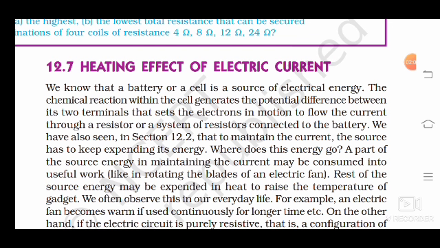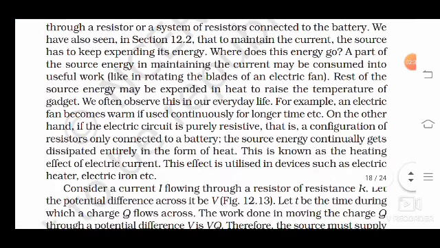Where does the energy go? A part of the source energy in maintaining the current may be consumed into useful work, like in rotating the blades of an electric fan. Rest of the source energy may be expended in heat, see the spelling, take care of the spelling, this is not expanded, it is expended in heat, converted into heat, and it is getting lost, to raise the temperature of the gadget. For example, you keep the phone on charge, then afterwards you will see the phone is also hot, the charger is also hot, that is a loss of energy.